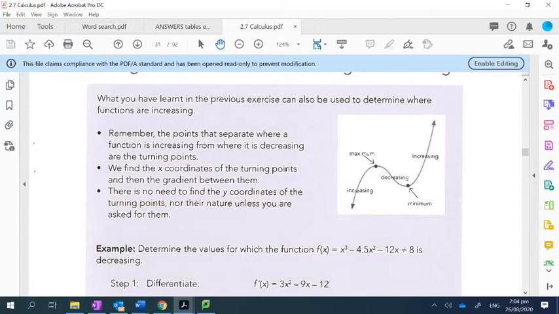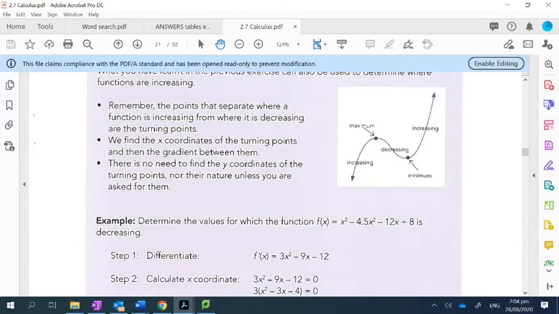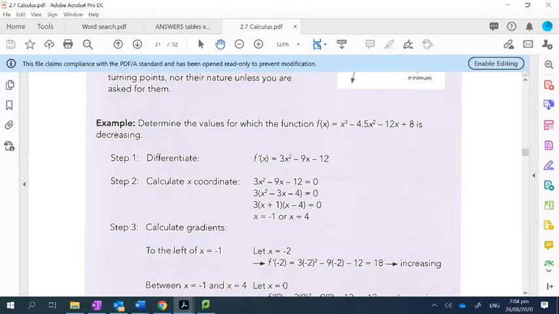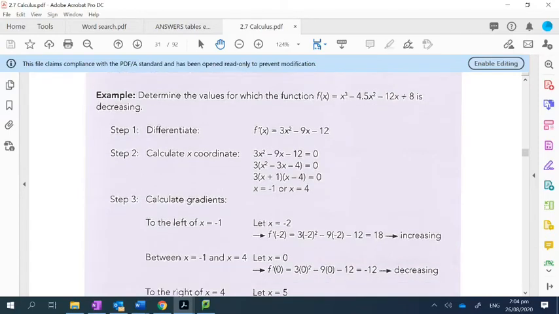And to find those turning points, that's simply the x-coordinate of those turning points, the vertexes, right? And there's no need to find the y unless you're specifically asked for them. Again, we're not really interested in how high something is. We're just interested in where it changes directions, okay? And so you're going to see the steps are very similar to what we did last time.